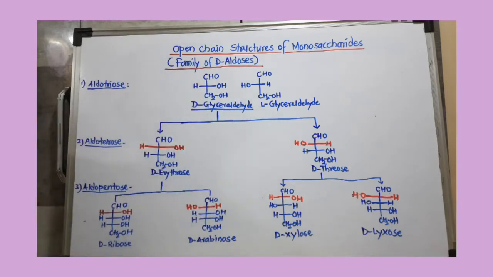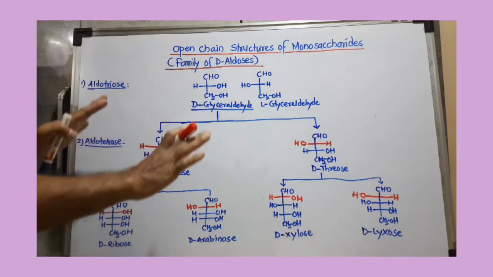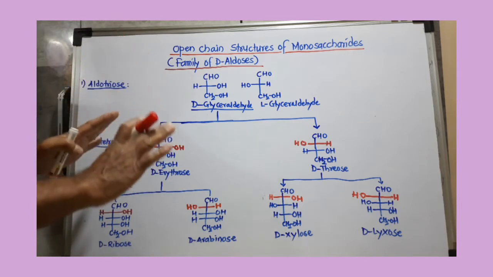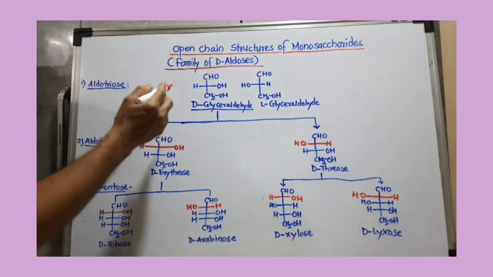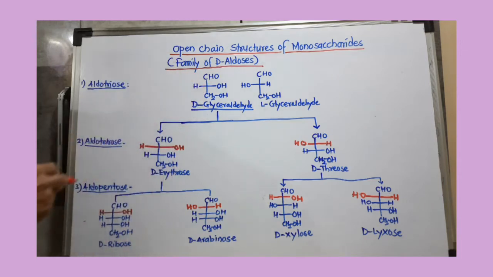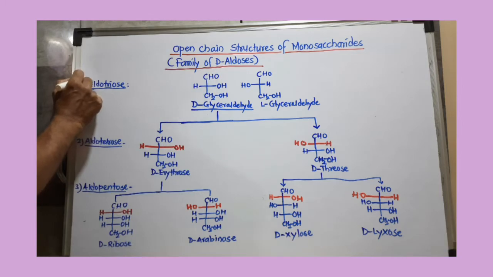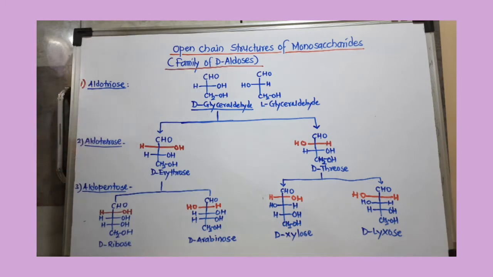Now we will start with triose. Triose means having 3 carbons. All structures are drawn in Fischer projection formula. Now see, this is a triose, meaning having 3 carbons. So the first is the aldehydic group, so you can say the first category is aldotriose, meaning aldehydic group with 3 carbons.